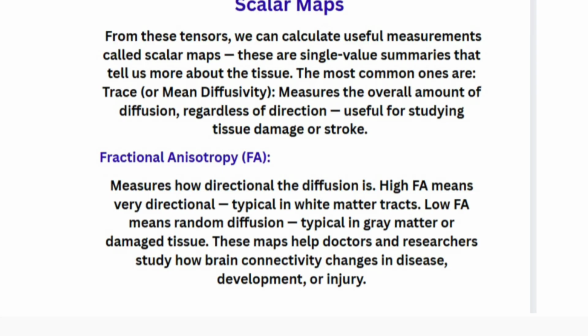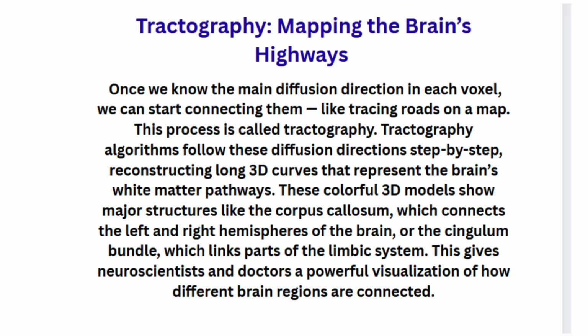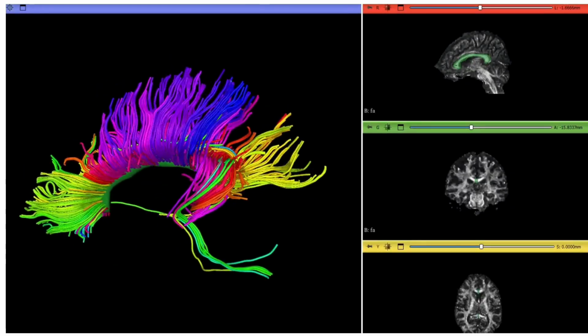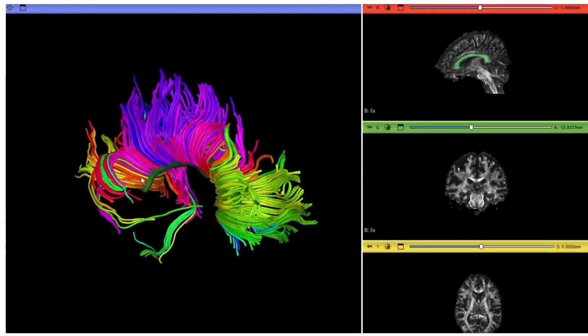Tractography. Mapping the brain's highways. Once we know the main diffusion direction in each voxel, we can start connecting them, like tracing roads on a map. This process is called tractography. Tractography algorithms follow these diffusion directions step by step, reconstructing long 3D curves that represent the brain's white matter pathways.